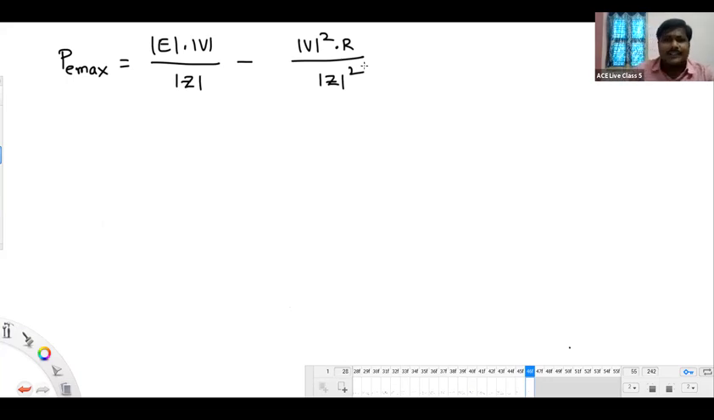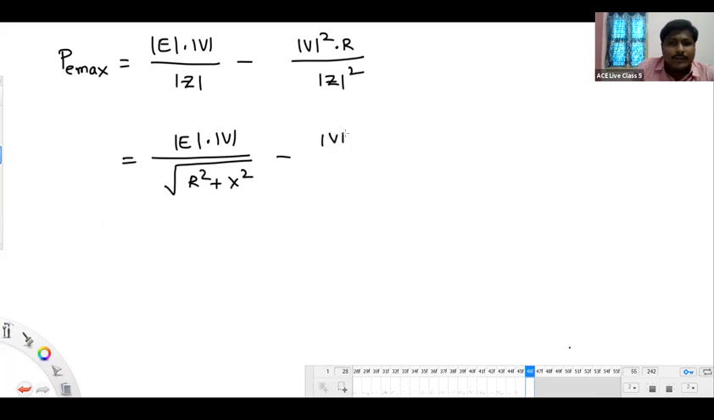I will substitute the mod Z value here, because mod Z is root of R square plus X square, minus mod V square into R by what is mod Z square? R square plus X square. Like this you can say. Simple mathematical equations only we are saying.